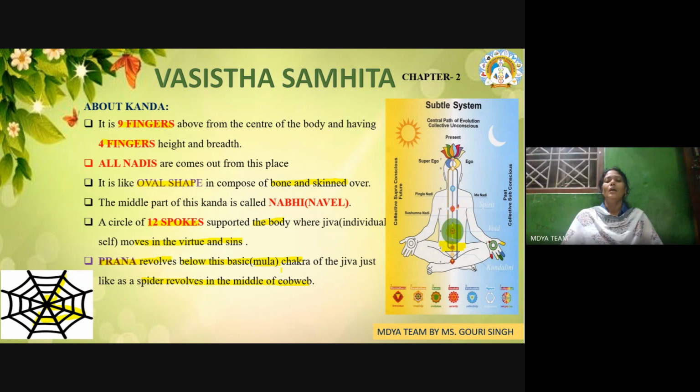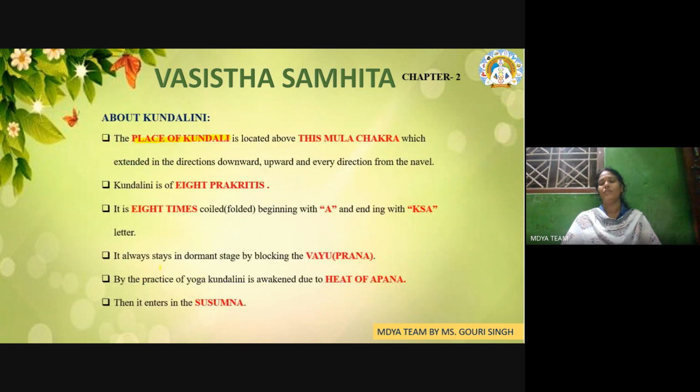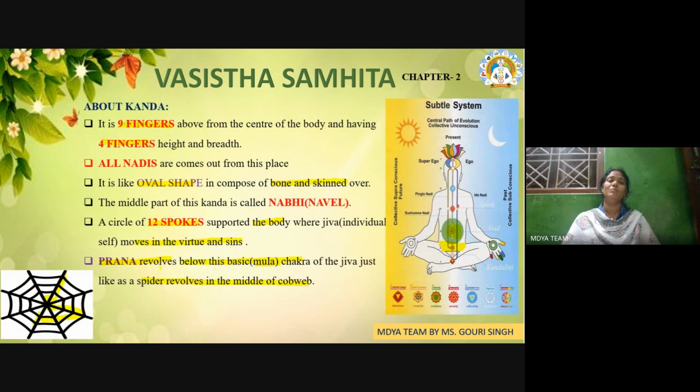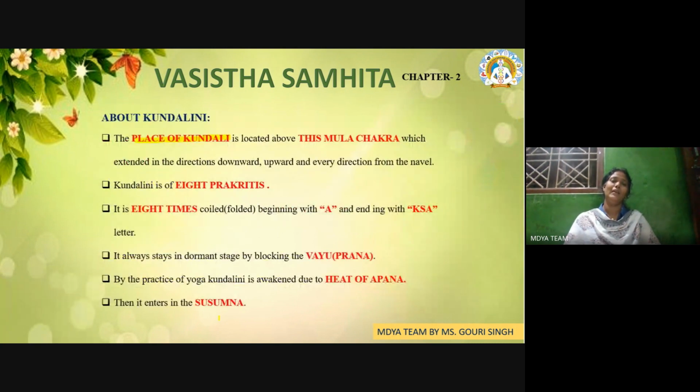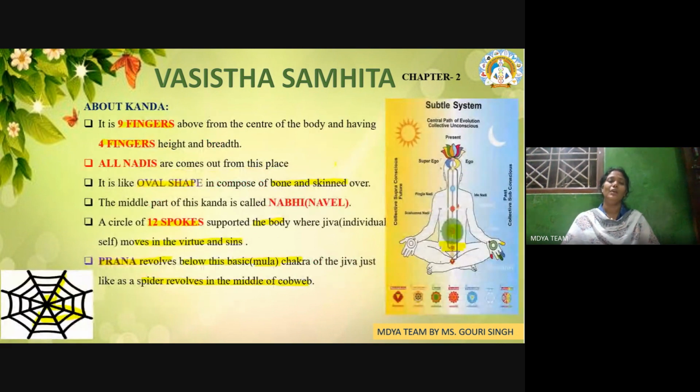Okay, this line is associated, meaning linked, with the first line. Try to understand both of these, because in this second line Vasishtha is telling that the place of the kundalini is located above this mula chakra, which extends in the direction of downward, upward, and every direction. So here Vasishtha is trying to say prana. Prana here means the energy, the prana sakti. The energy which is present in our body is discussed here.